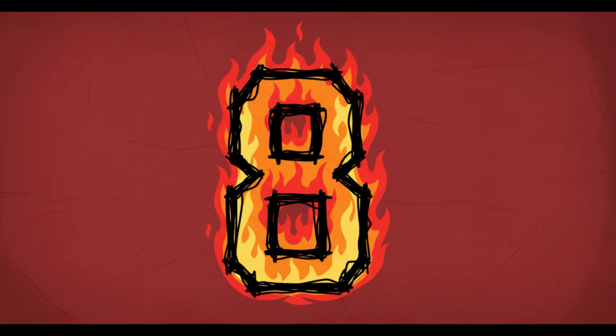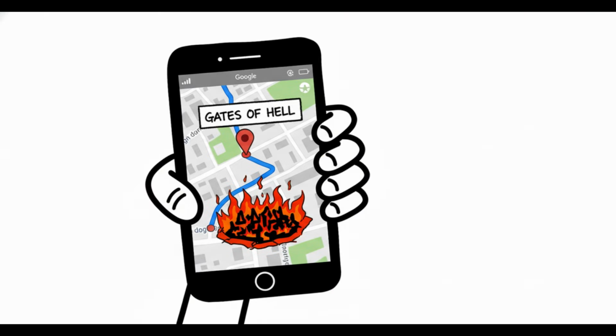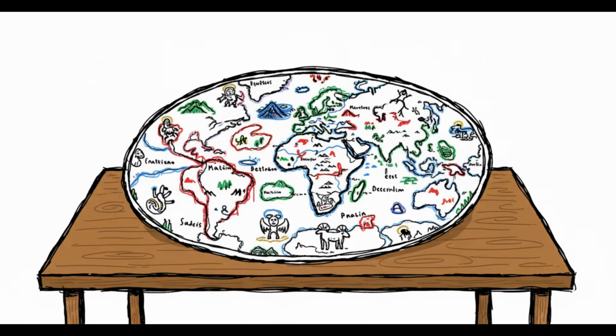Number 8. The Beatus Map, Saint Sever Beatus. If you opened Google Maps today and saw a labeled location for the Gates of Hell or the Garden of Eden next to your local Starbucks, you'd assume the software was glitching. But in the 11th century, the boundary between the real world and the mythological world wasn't just blurred, it was non-existent.